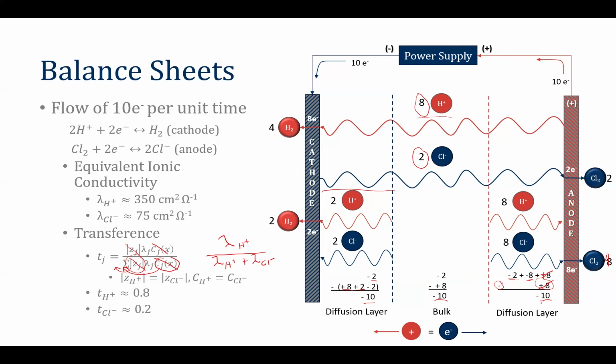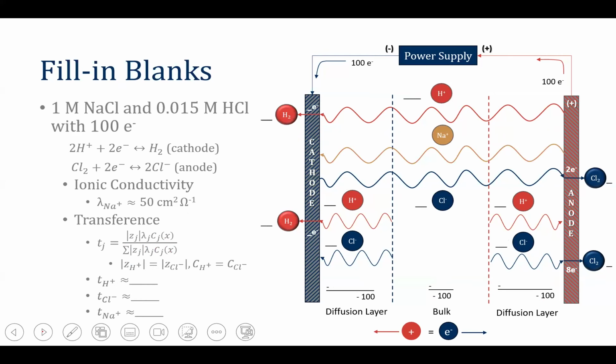So that's a very simple example of how you can see diffusion and migration work in tandem to bring the needed ions to the electrode surface so that the electron exchange can occur at the rate needed. So now it's your turn to pause the video and try to fill in the blanks here and see if you can calculate the transference. Start by calculating the transference and then calculate the number of electrons exchanged. And then it's easiest to go to the bulk and calculate how much is migrating of each ion.